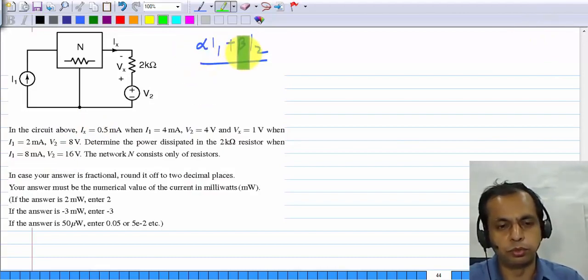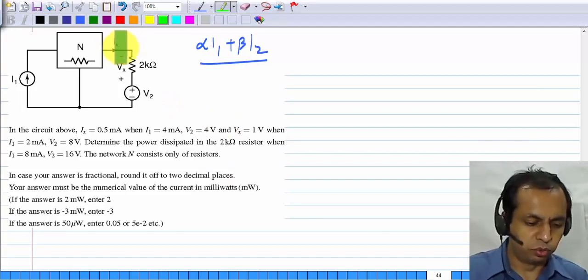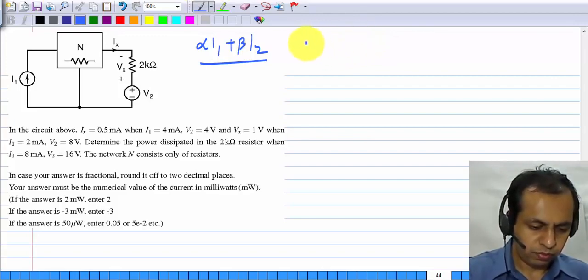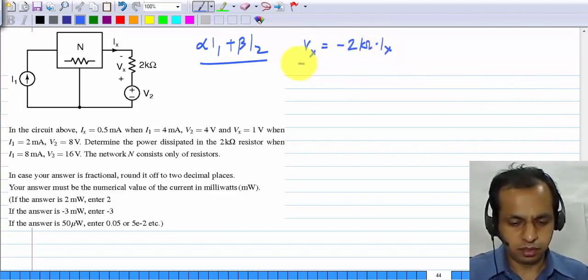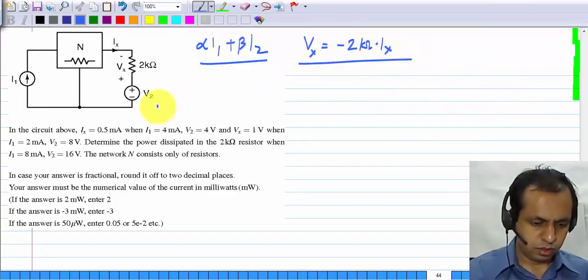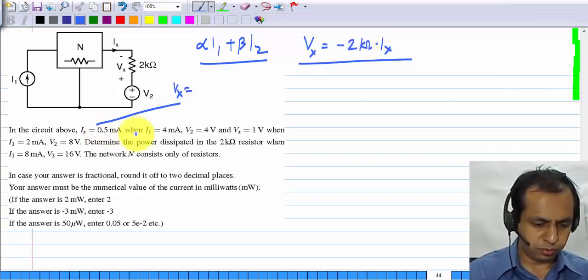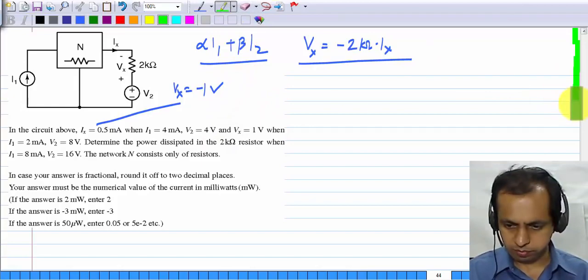So from these two you can determine these two coefficients and find the answer. And let's do that. First of all, there are two things that are given, but they are not unrelated. So we can see that Vx is minus 2 kilo ohms times Ix. Okay. So we have two cases. In the first case, Ix is 0.5 milliamps, which means Vx is minus 2 kilo ohms times 0.5 milliamps, minus 1 volt. Okay.